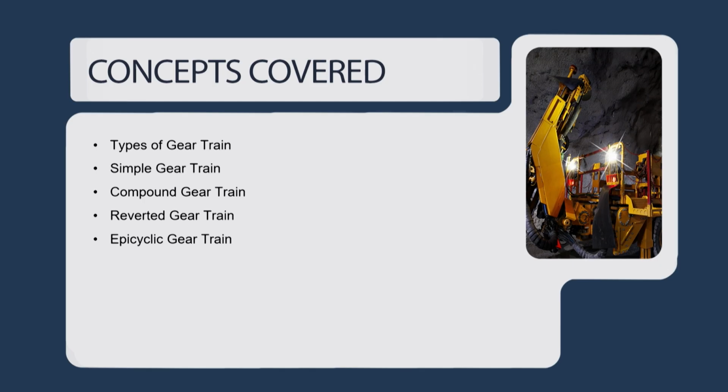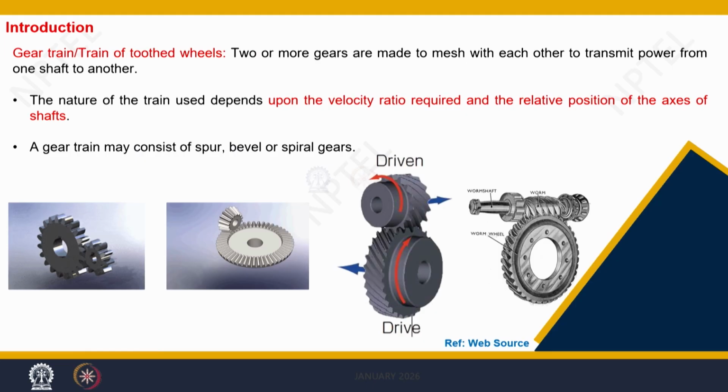First, we will be talking about the types of gear trains. Then we will be going in depth into the types of gear trains, that is simple gear train, compound gear train, reverted gear train and epicyclic gear train.